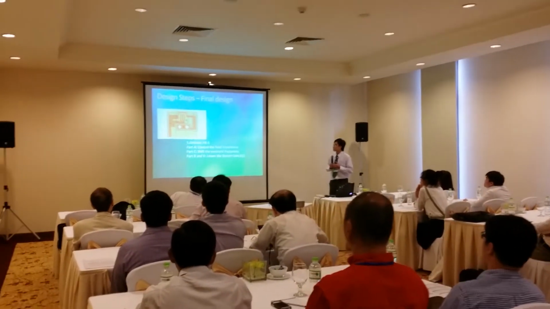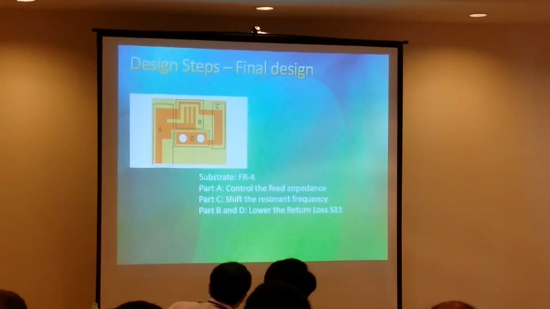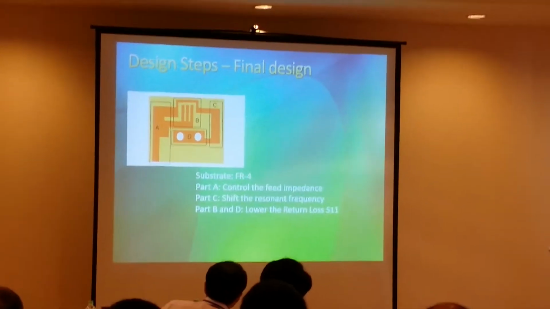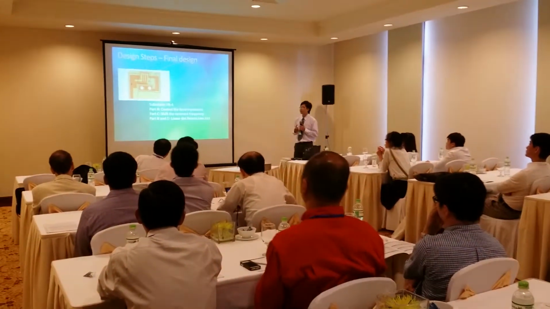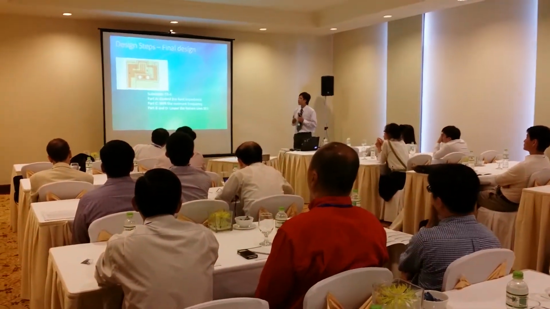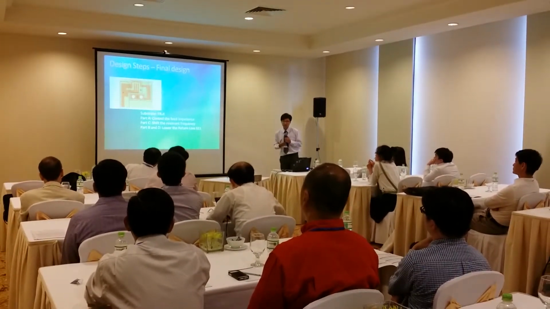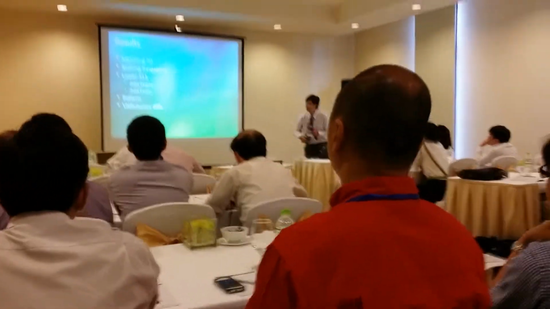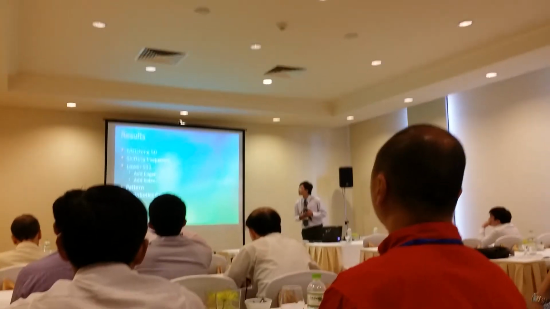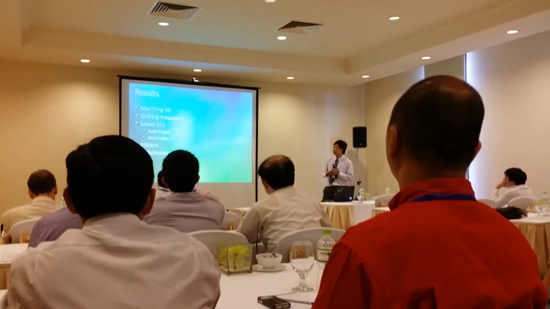Our antenna can be divided into 4 parts. Part A is to control the fixed impedance. Part C is to shift the resonance frequency at 850 and 900 MHz. Part B, 3 fingers, and part D, 2 horns, are to lower the return loss. And I will show you the results: the matching, the frequency, the lower S11, the radiation pattern, and the design we sent to VN Robotics company.